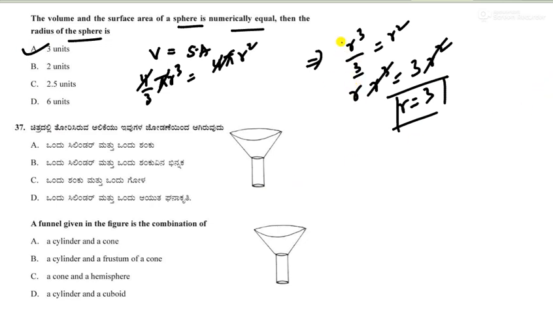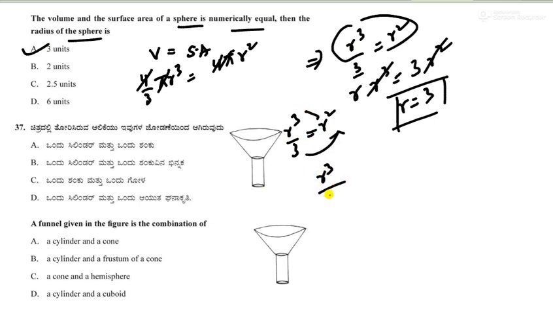See, if you have not understood this, r cube by 3 is equal to r square. So you transfer 3 to this side, r cube and r square to LHS. This becomes like this, is equal to 3. So this is cancelled by r. So r is how much? 3. Okay, this is the answer.